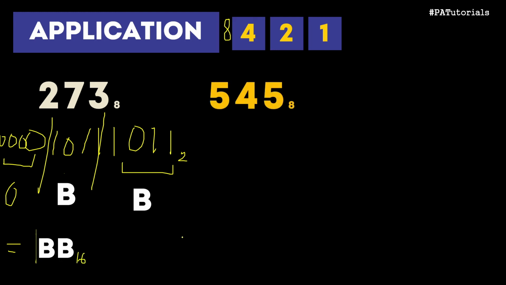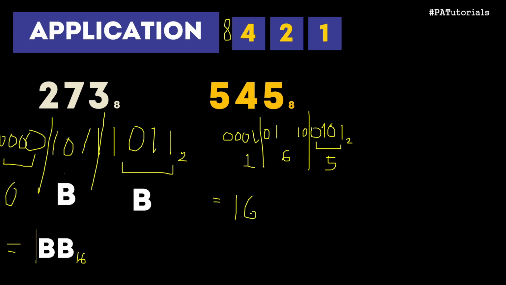Now, for our next example, we have here 5, 4, 5. That would be equal to 1, 0, 1, 1, 0, 0, and then 1, 0, 1 ulit. So, hatiin natin siya 1, 2, 3, 4, 1, 2, 3, 4, then 1, 2, 3, 4. Itong group na to, that would be equal to 5, 6, and then 1. So, in short, ang ating sagot would be 165 base 16.